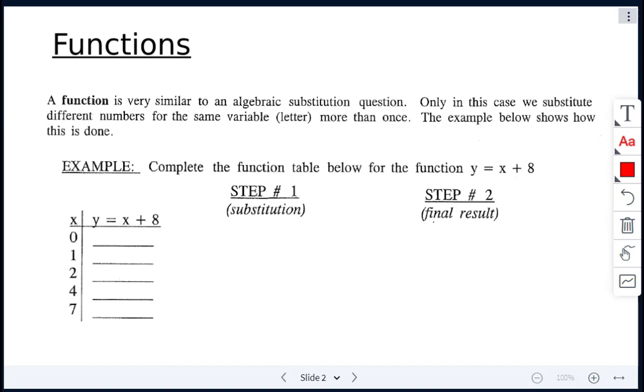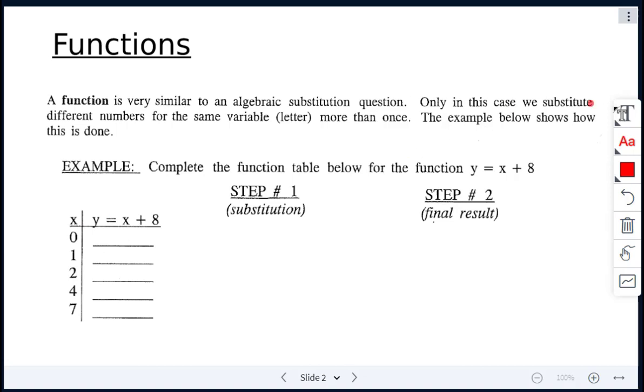So very similar to substitution. When we were working on those algebraic substitution questions, it is very, very similar to that. Only what's happening here is we're going to substitute different numbers for the same variable. So for example, the variable is x, and we can substitute in 0 and 1 and 2 and 4 and 7. We can substitute any of these numbers into the equation where we see the x.